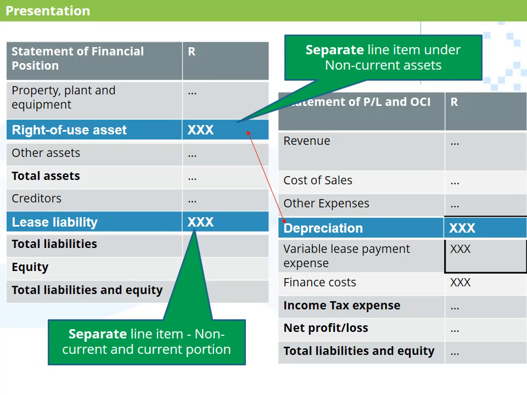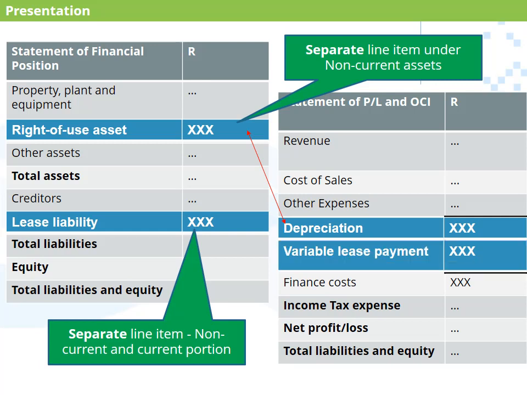Then also we said that variable payments that are linked to turnover, production, or anything else that is not an index or rate are not included in lease payments. And those parts of the lease payments are expensed when they are paid. And thus for those variable lease payments, there might be a line item included in the SPLOCI. This could also be aggregated into the other expenses line item and then split out in the profit before tax note.